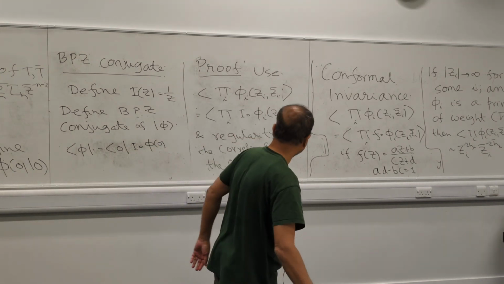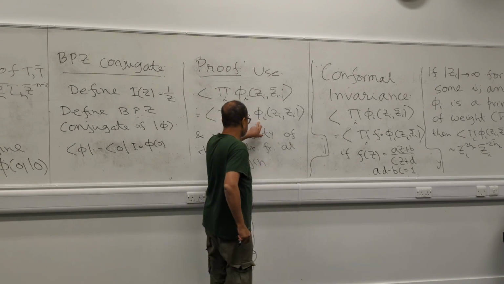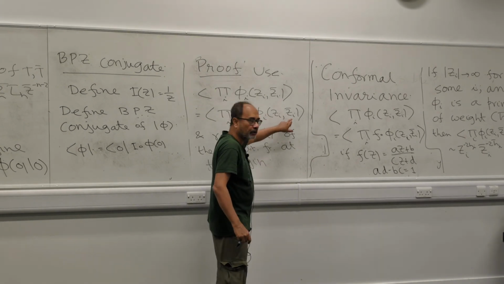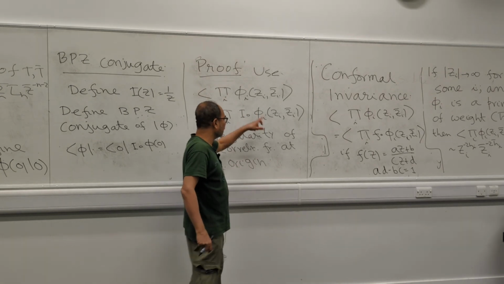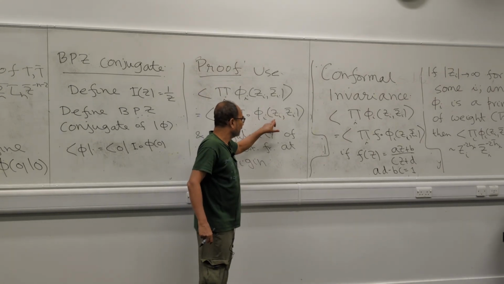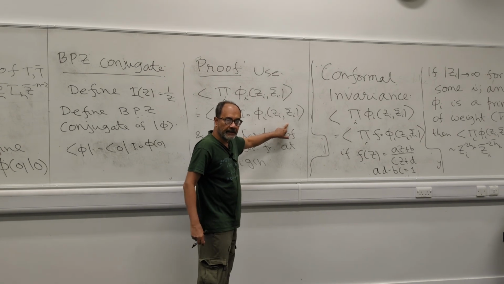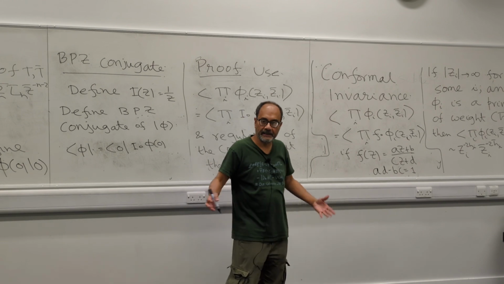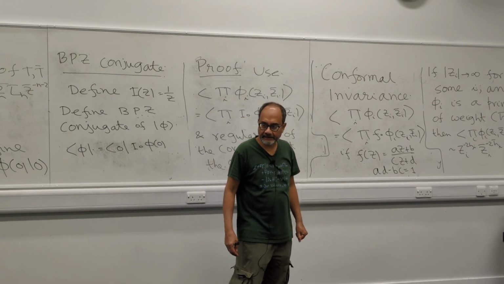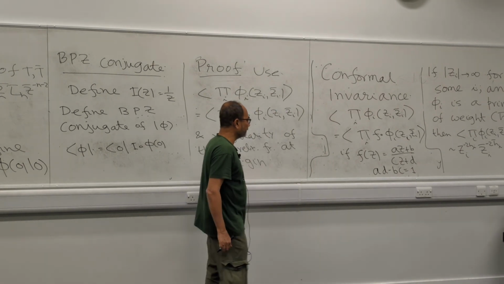In other words, if you apply I, what does it do? It takes Zi to 1 over Zi bar, with some extra factors. Now, as Zi goes to infinity, the argument of that goes to 0. And then you simply use the fact that the correlation function must be regular at the origin because there is no other operators inside at the origin. And that produces this factor.